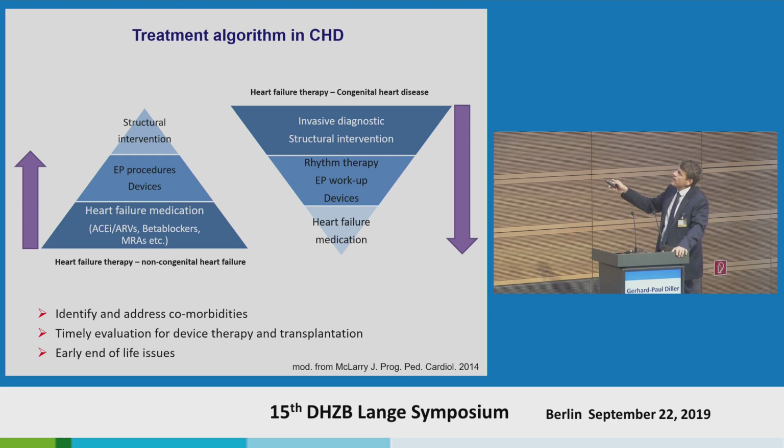And if all of this fails, then I think heart failure medication has an important role. You can apply it, of course, even earlier in this diagnostic or treatment pyramid, but these things, I think, are very important for our patients: to identify comorbidities, to identify structural problems, to deal with the rhythm as well, and then think about heart failure medication. And of course, there are end-of-life issues as well in some of our patients.